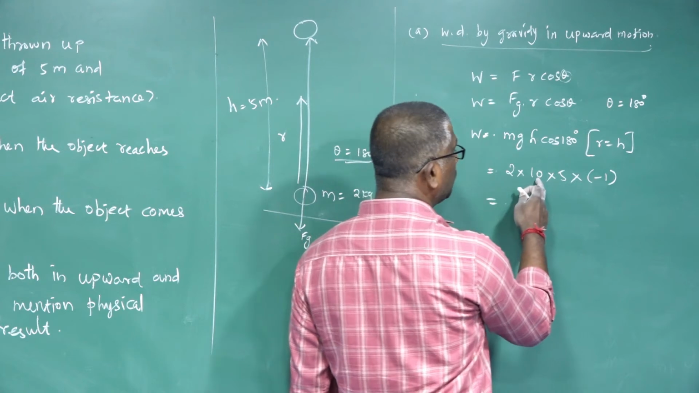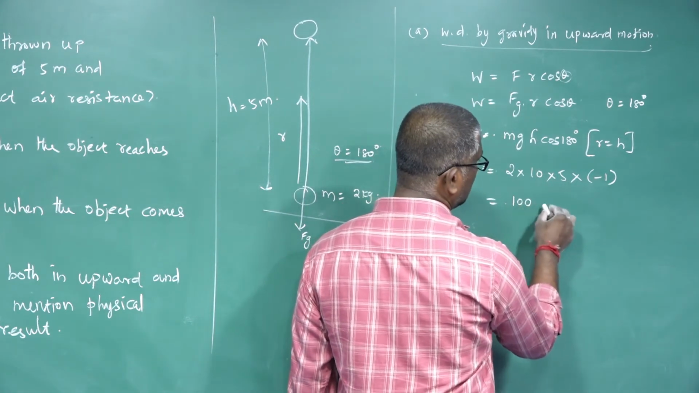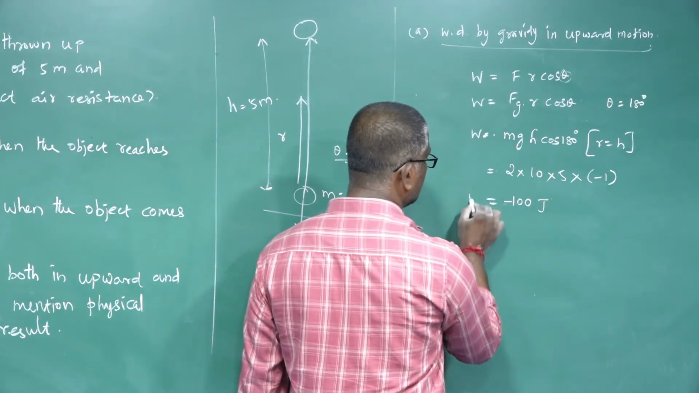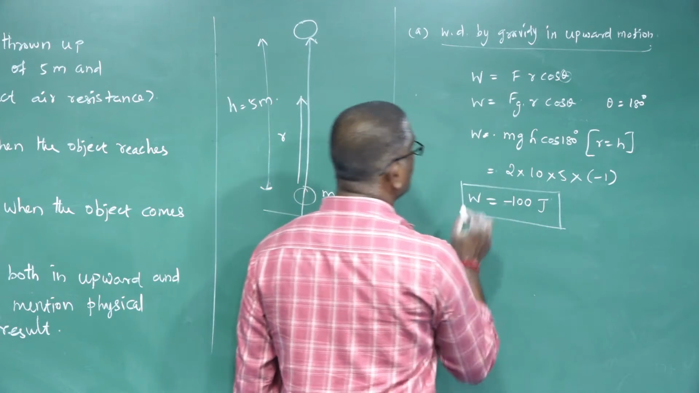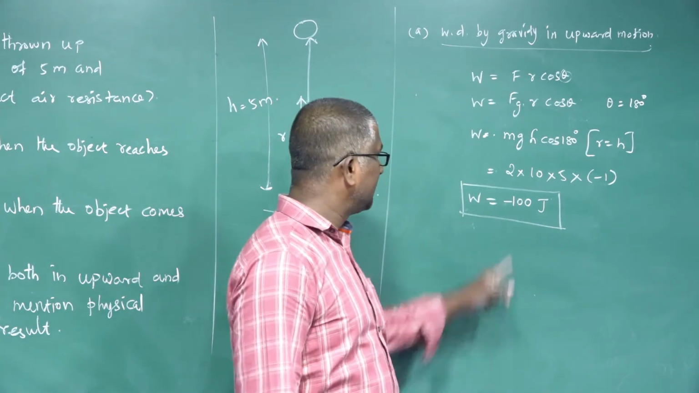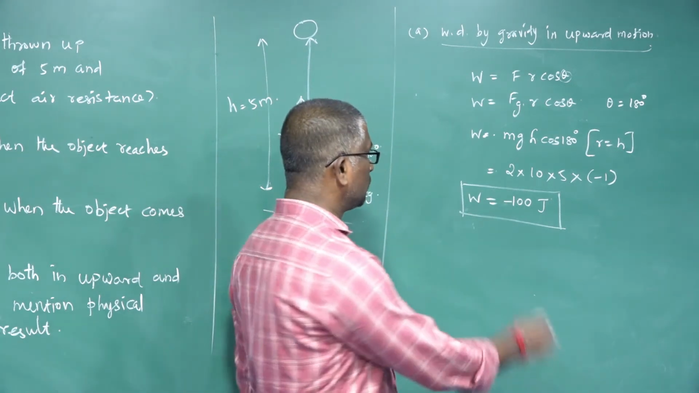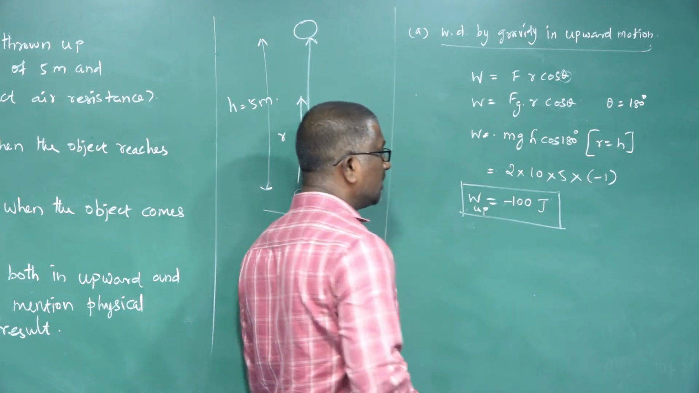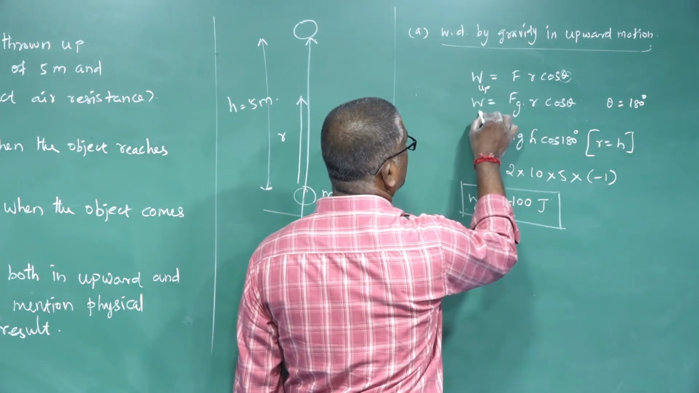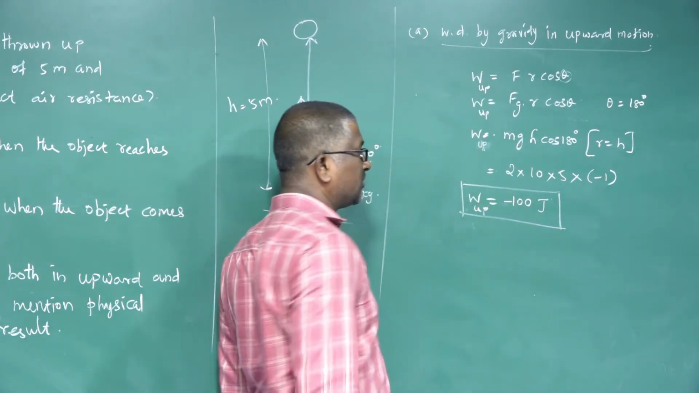2 into 10, 20. 20 into 5, 100. So into minus 1, that is minus 100 joule. So work done by the gravitational force, if the object is moving in the upward direction, is always negative. That value is minus 100 joule. So work done by gravity during upward motion is minus 100 joule.